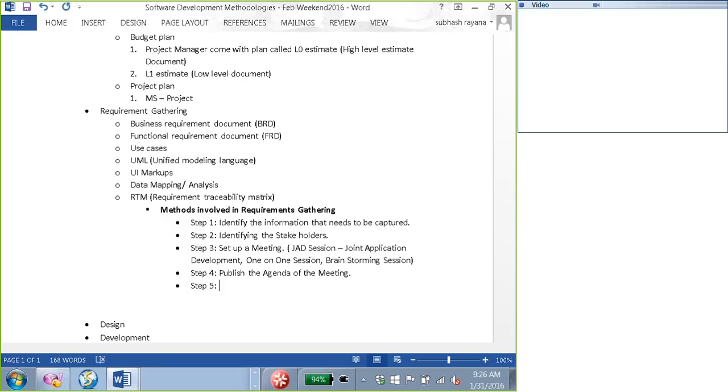And then again, if you have Outlook, you will have an option to see what their available timings are. If they're already occupied, Outlook has an option, you can see it. It's very simple. And once you publish the agenda of the meeting, before you get into the meeting, the most important thing is to prepare the questionnaire.